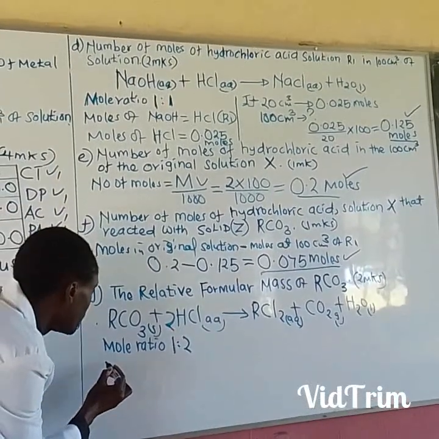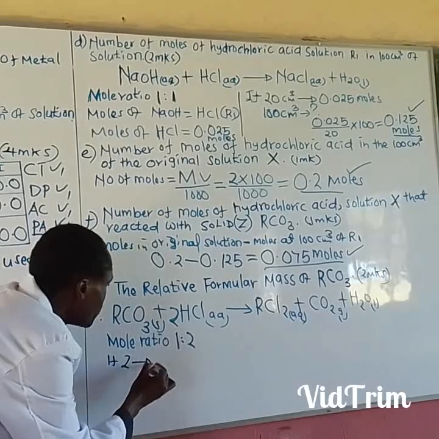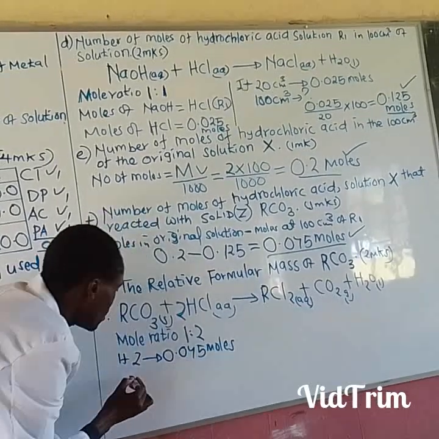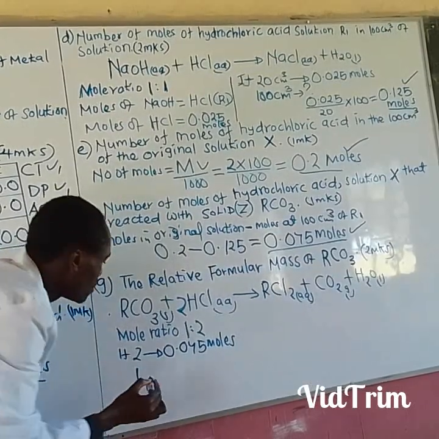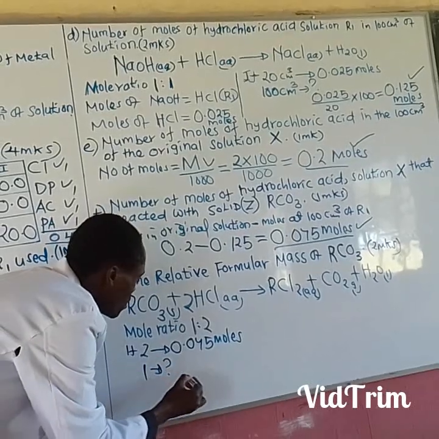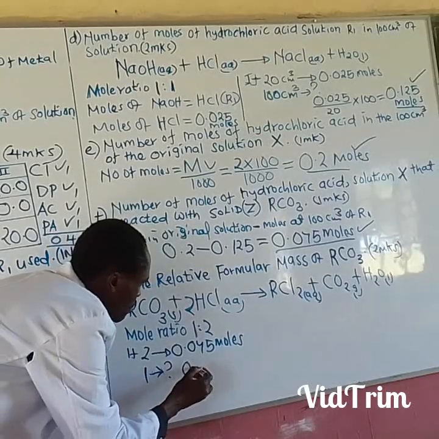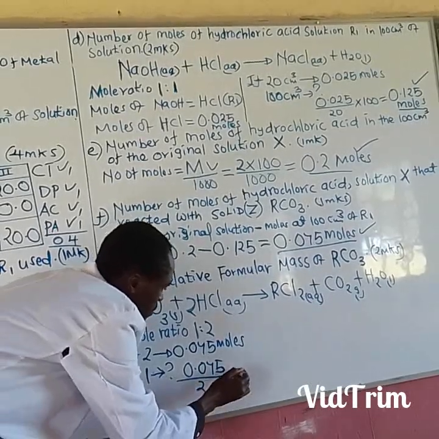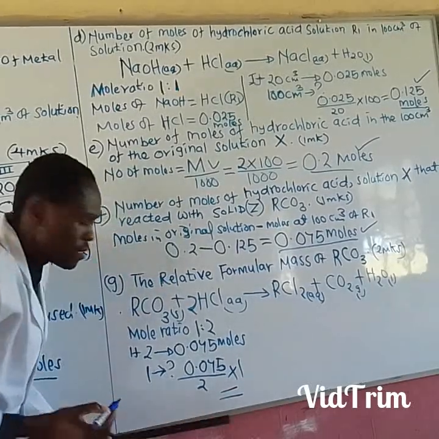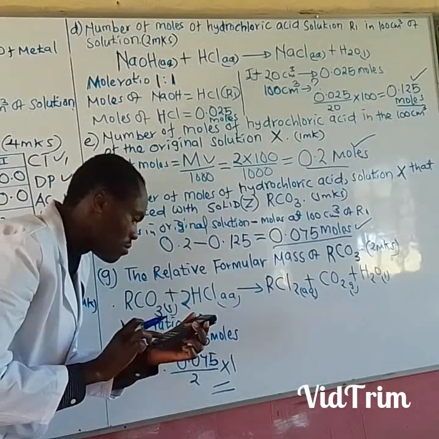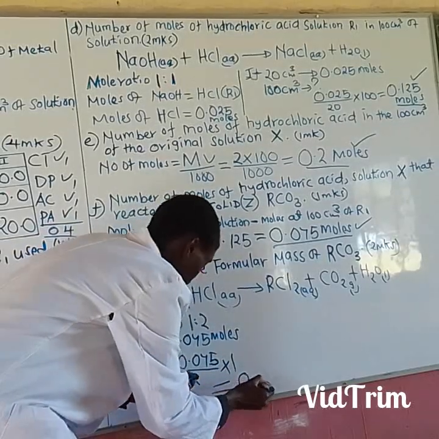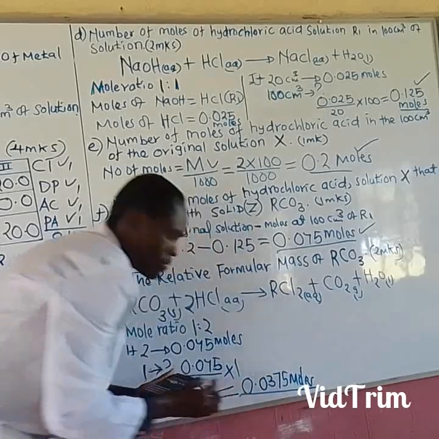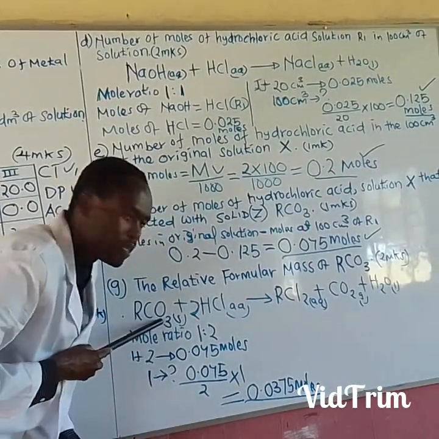Is it okay? So we ask ourselves like this. If ratio 2 is giving us 0.075 moles, what about ratio 1? This is ratio 1 of the carbonate. Is it okay? So it's all about cross multiplication. So this one becomes 0.075 divided by 2 times 1. This one gives us 0.0375 moles. So my student, these are the moles of the carbonate that now reacted with the acid.